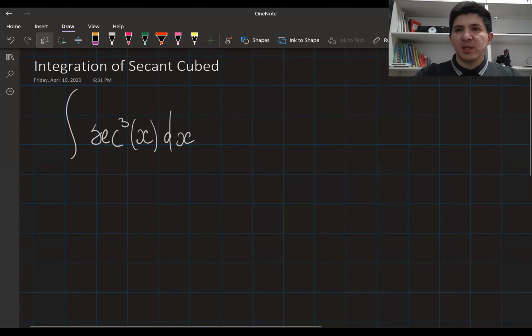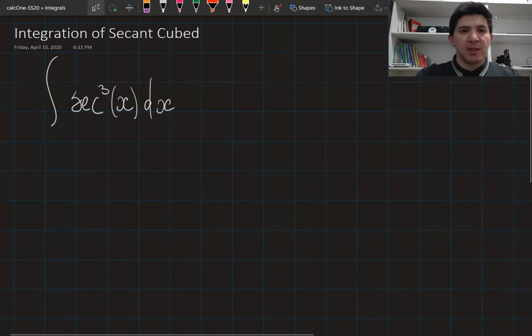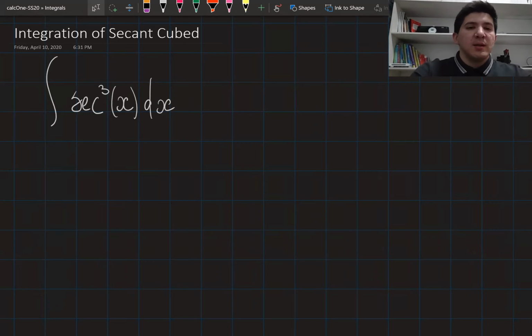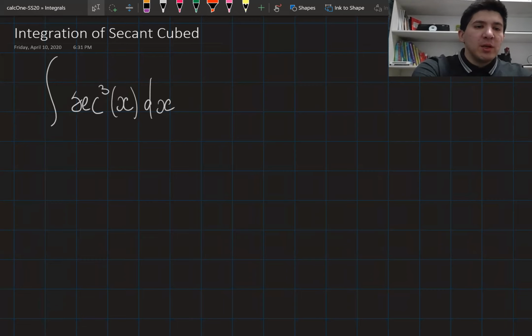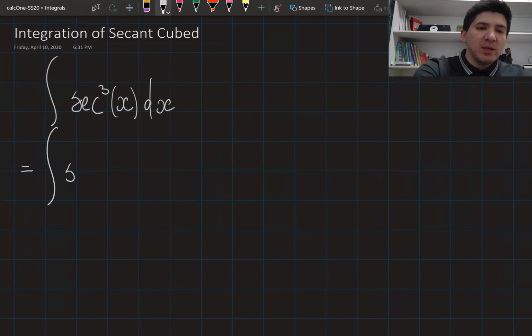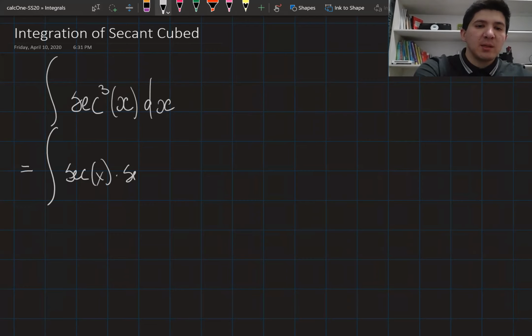In this video lecture, we're going to discuss how to integrate the secant in the cube, which doesn't really fit any integration techniques. So in order to integrate this, we're going to use the integration by parts method. In order to do this, we first of all are going to write down the secant in the cube as the secant of x multiplied to the secant in the square of x dx.